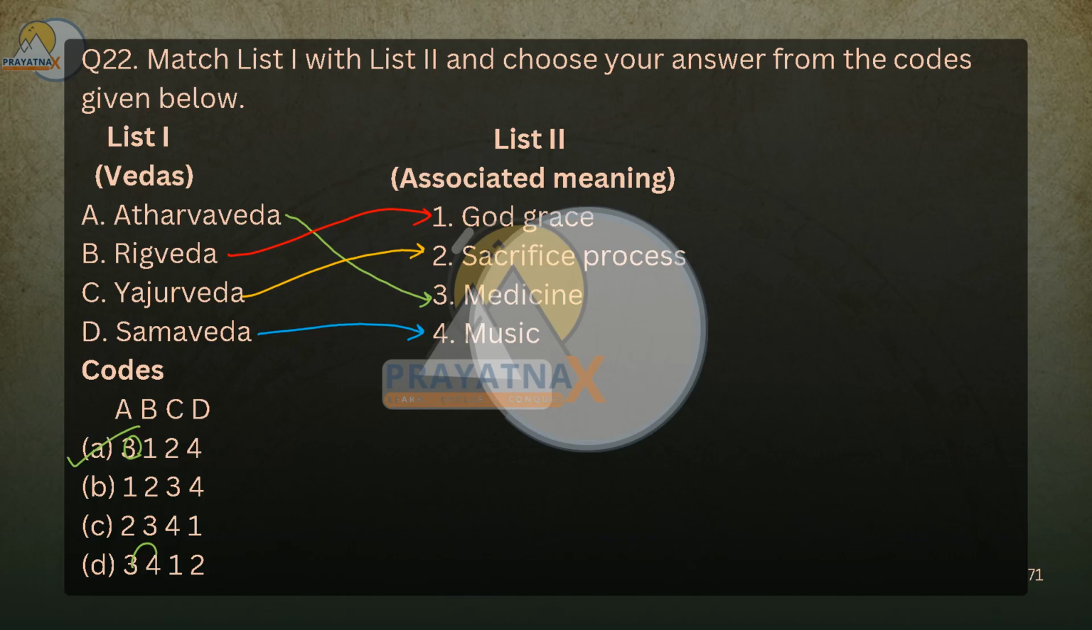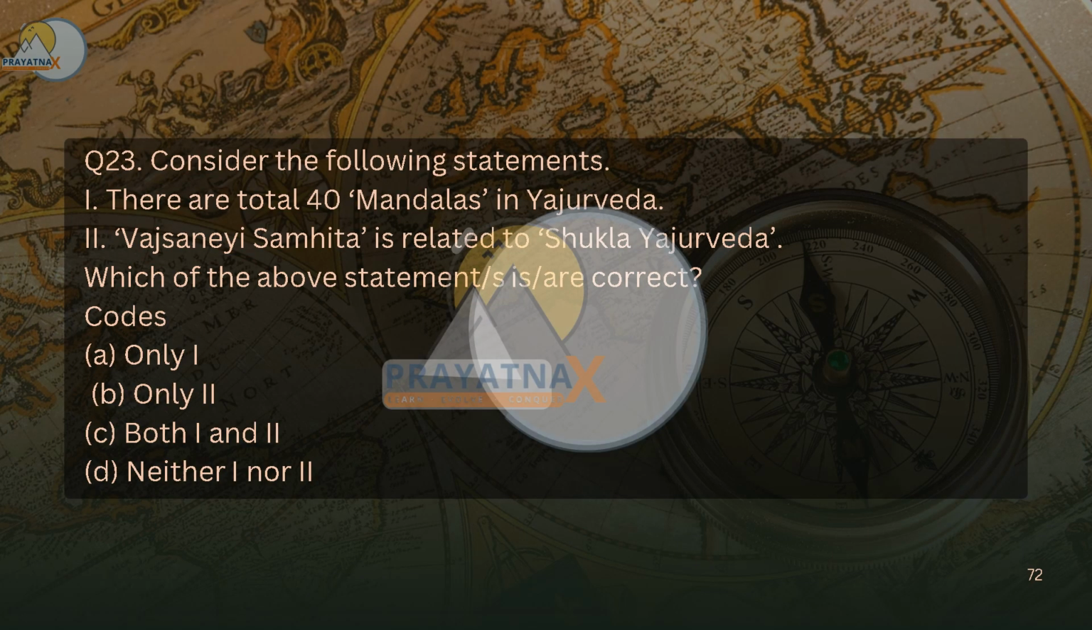Now moving on to the next question. Number 23. Consider the following statements. There are total 40 mandalas in Yajurveda, and the Vajasaneyi Samhita is related to Shukla Yajurveda. Now which one of the above statements is correct? So both the statements 1 and 2 are correct. Yajurveda contains a total of 40 mandalas, and Shukla Yajurveda is indeed related to Vajasaneyi Samhita. So the correct answer would be obviously number B. Sorry, number C, both 1 and 2.